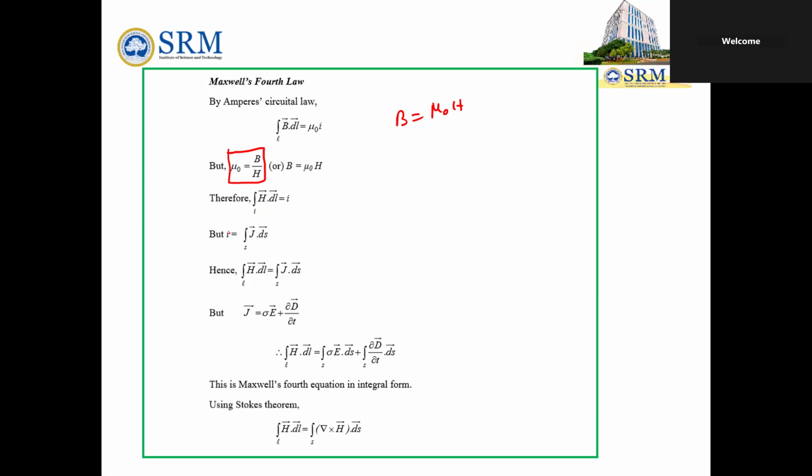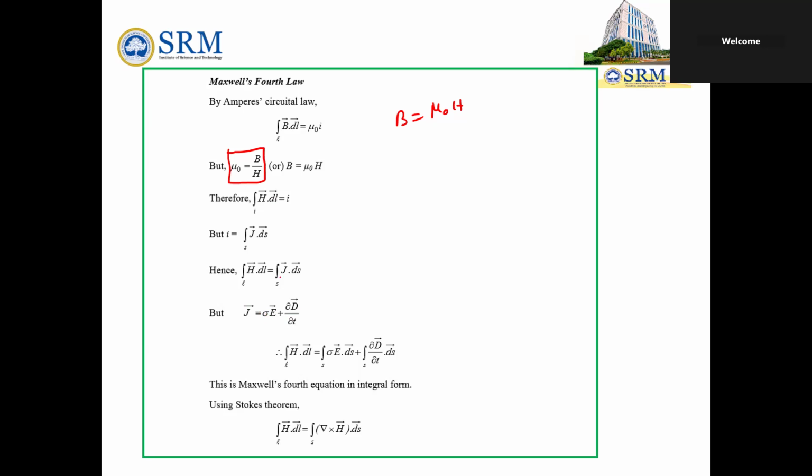Generally, we know the current I is the surface integral of J dot ds. Substituting the I value, the line integral of H dot dl is equal to the surface integral of J dot ds. J is the current density. In dielectric material, current density can be classified into the conduction current, due to conduction of electrons, and the displacement current. Sigma E is the conduction current density and dou D by dou t is the displacement current density.